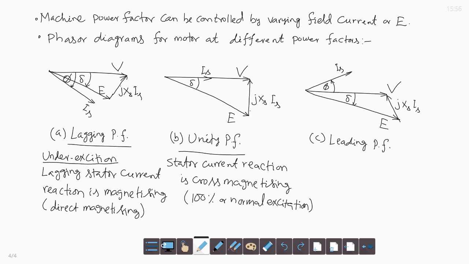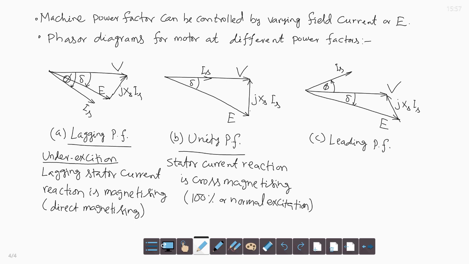that means induced EMF E is of smaller magnitude, and with that the voltage V phasor is obtained, and armature reaction is direct magnetizing. That means it helps the field MMF. So with less induced EMF, still you get the same voltage. So it is direct magnetizing.